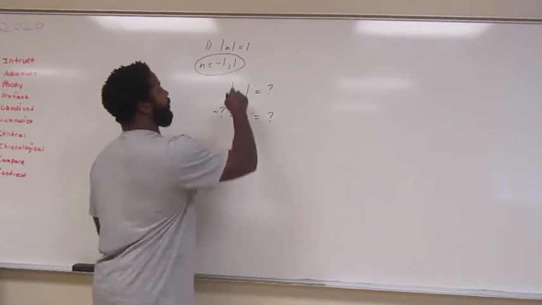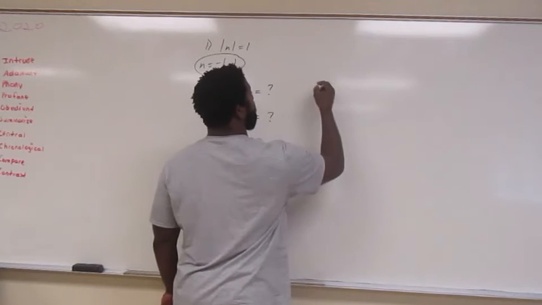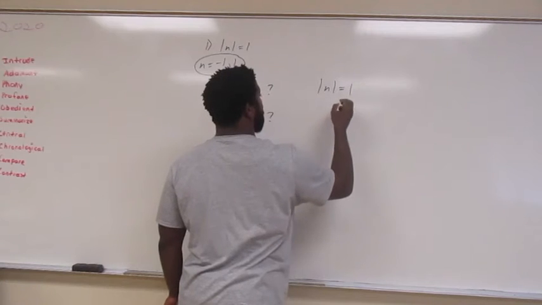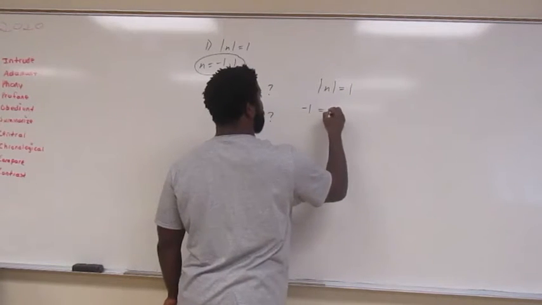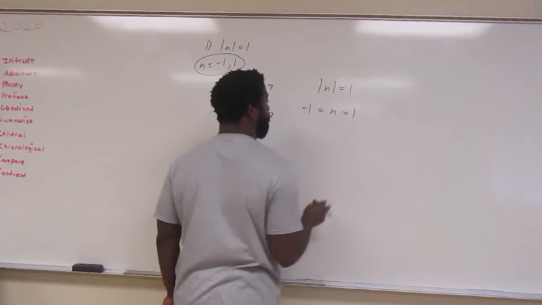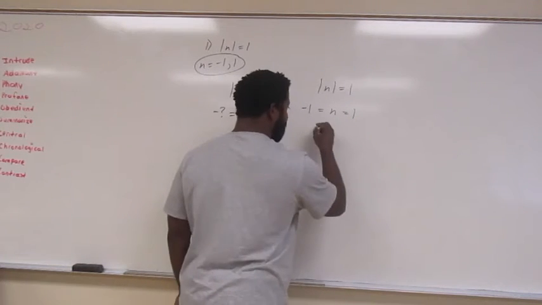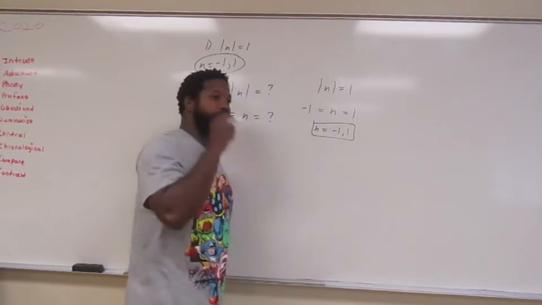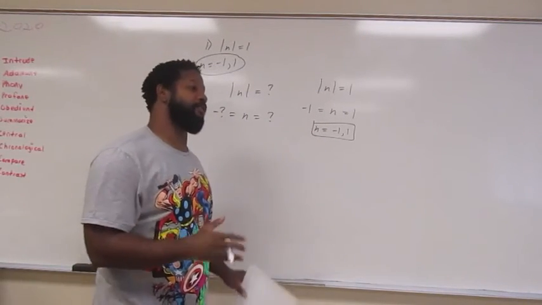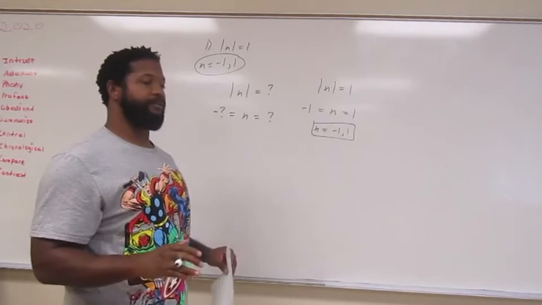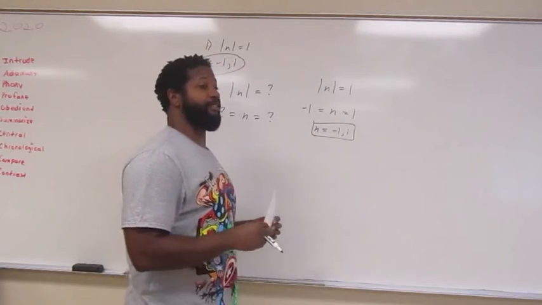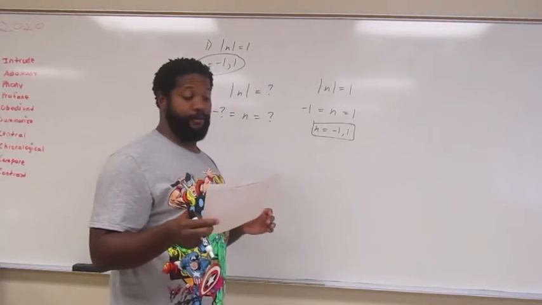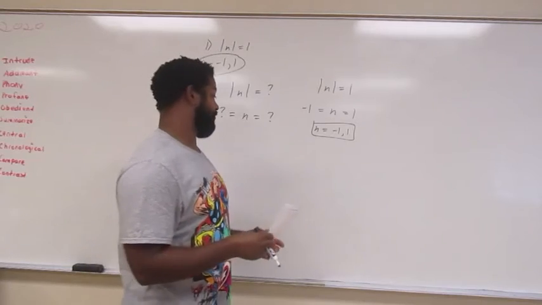So therefore, if you have something like this, absolute value of n is equal to 1, then that's negative 1 is equal to n, which is equal to 1, okay? Whereas your n obviously is equal to negative 1 and 1. That's pretty much how you solve it by itself, okay? And please memorize this because you will be using this for 5 through 12.